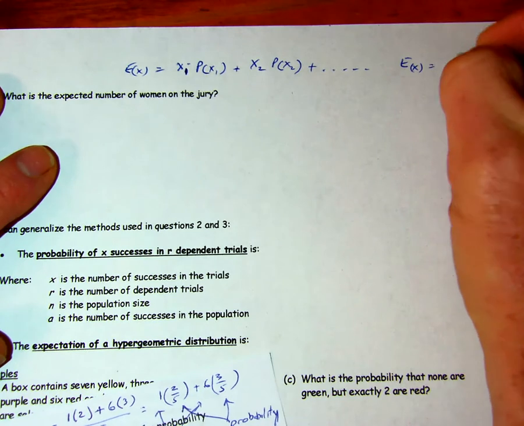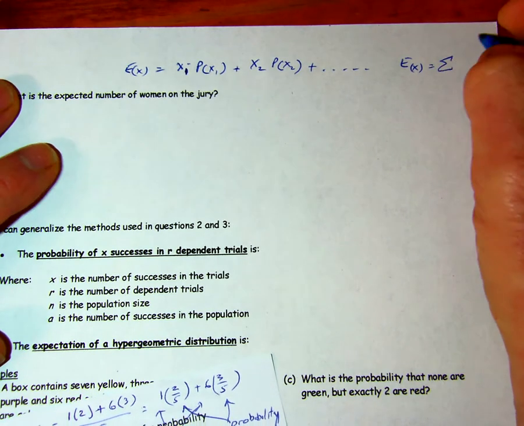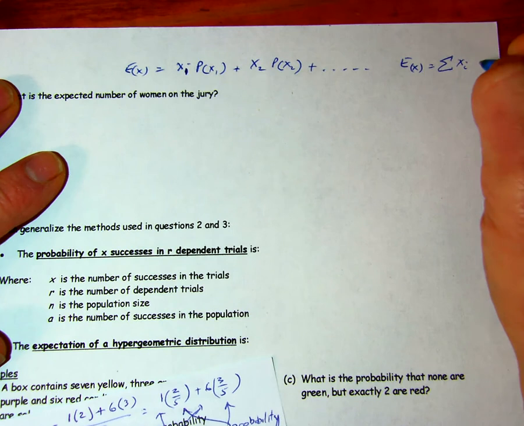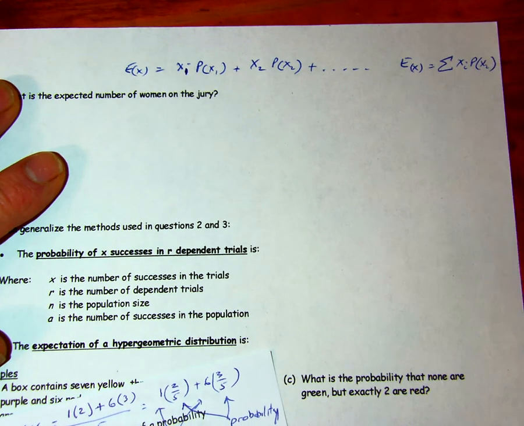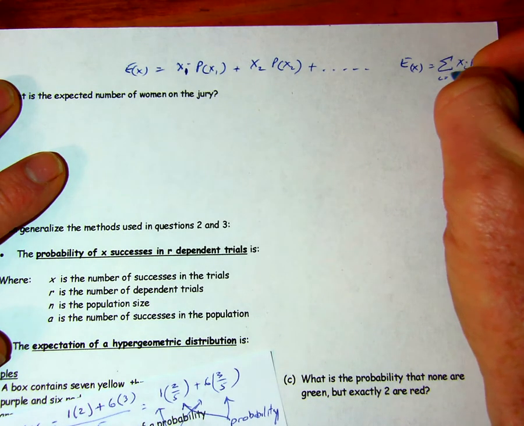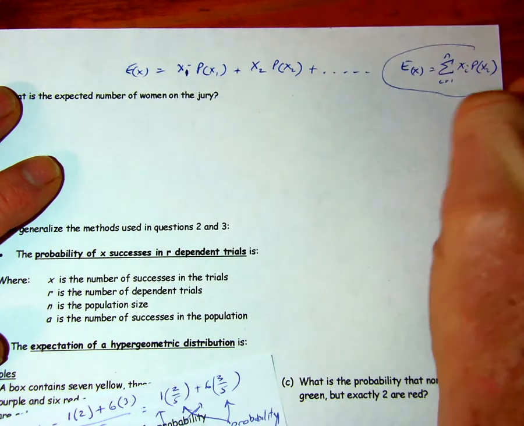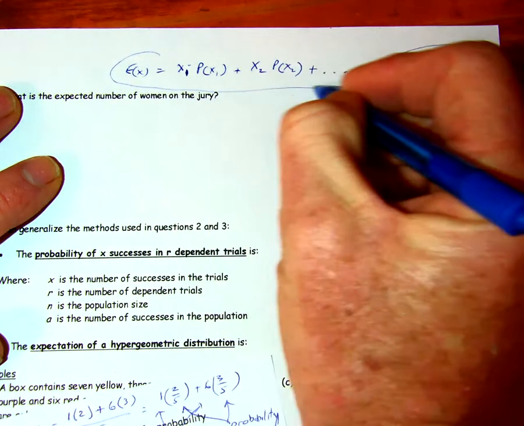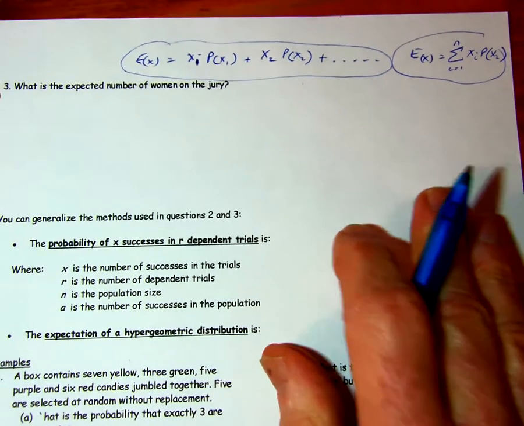So that's the general formula, and another way of writing that is the expectation equals the sum, that big sigma thing, of outcome I times the probability of outcome I, where I goes all the way from 1 to n. So these two things are the same. Okay, so let's just do that. It's a pain in the butt, but let's just do it.